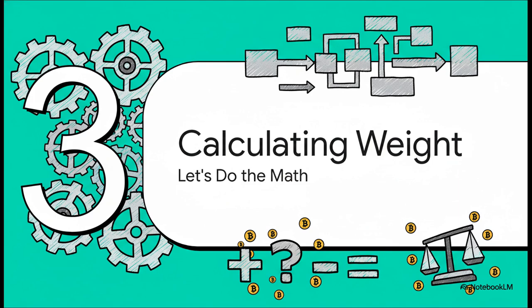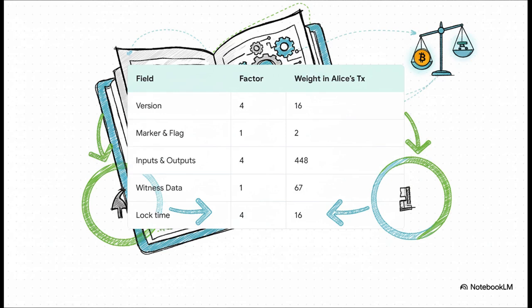Okay, so the theory is cool and all, but I think it's time to see how this thing actually works in the real world. Let's roll up our sleeves, get our hands a little dirty, and actually do the math on a real transaction. Okay, so what you're looking at here is basically the official rulebook. Every single part of a Bitcoin transaction, I mean everything, from the version number down to the lock time, gets a specific factor.